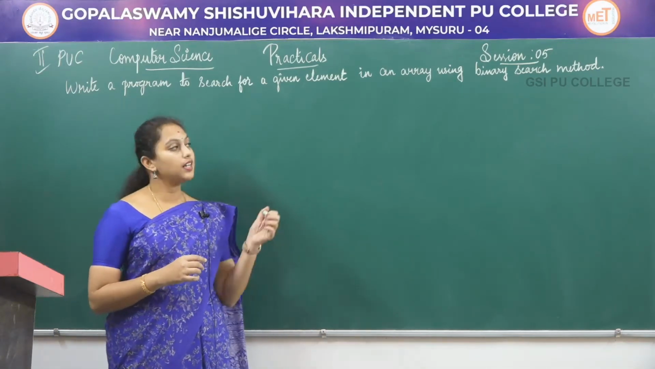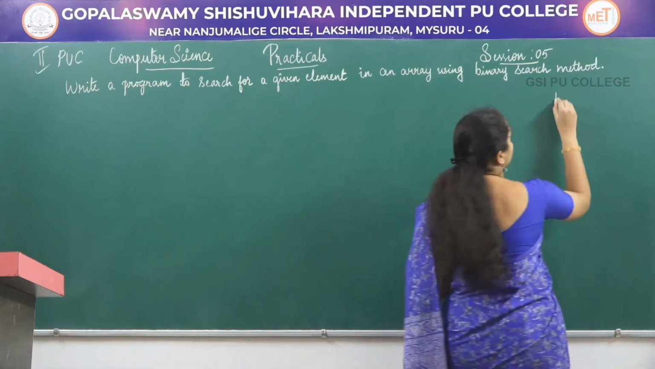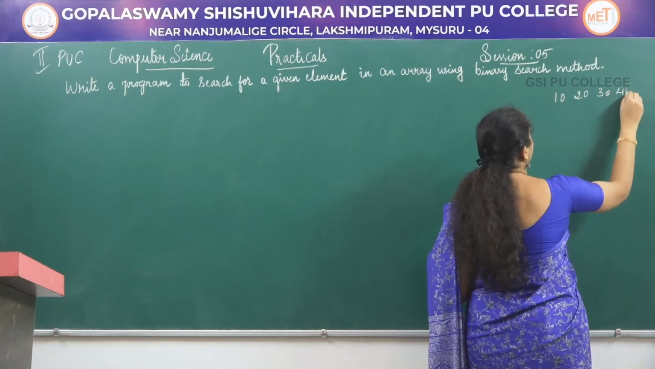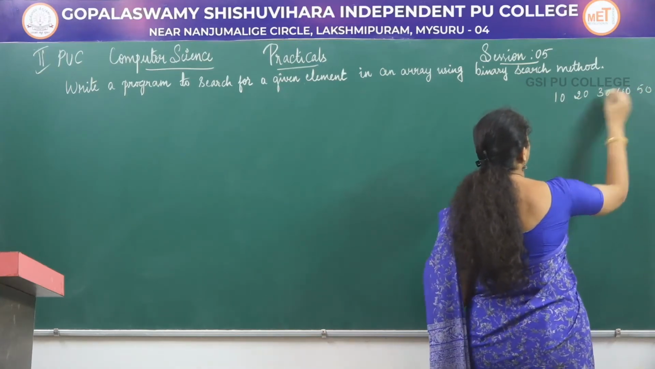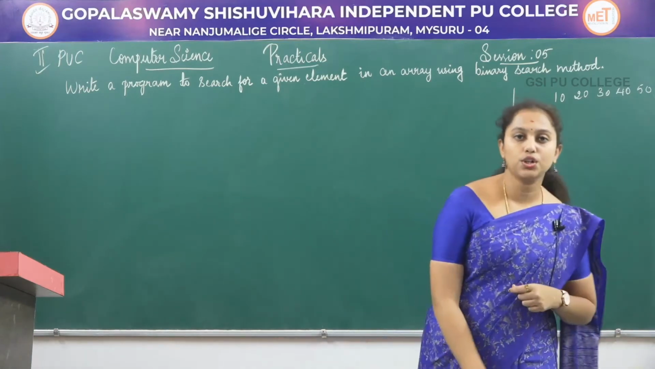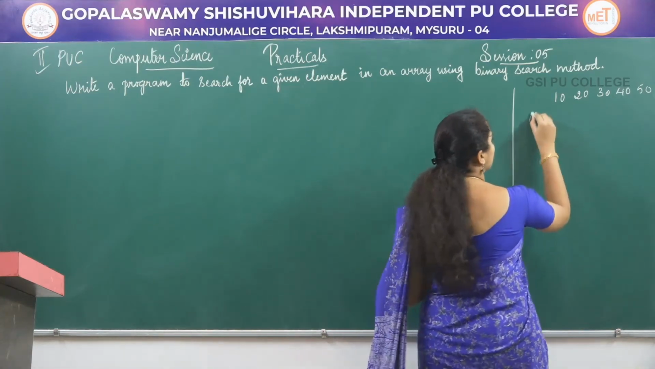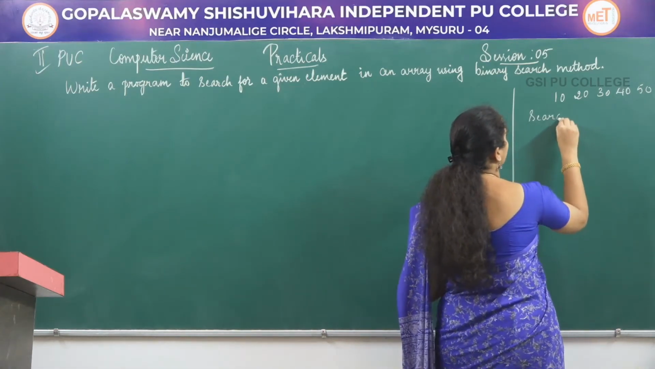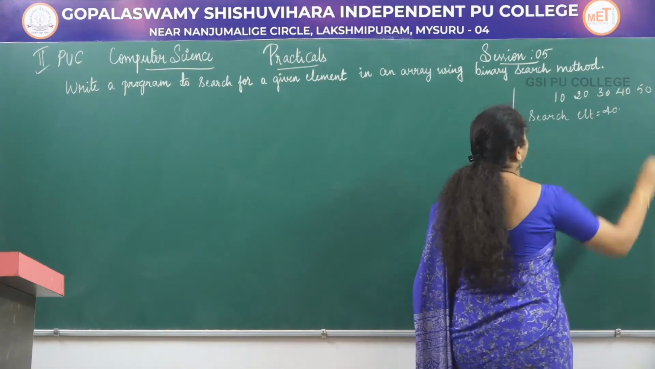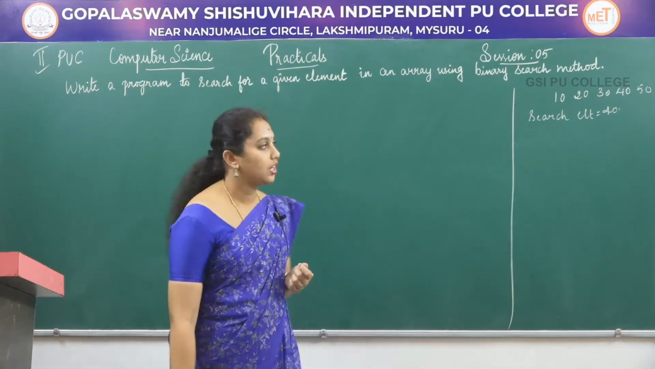So consider an array with the elements 10, 20, 30, 40 and 50. Here I want to search for the element 40. Here the search element is 40. So how to search for the given element?